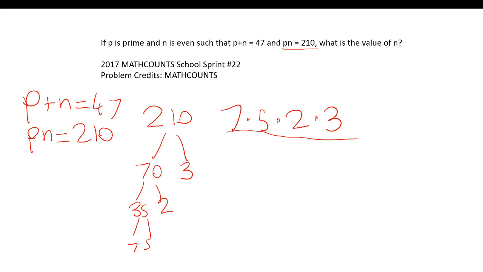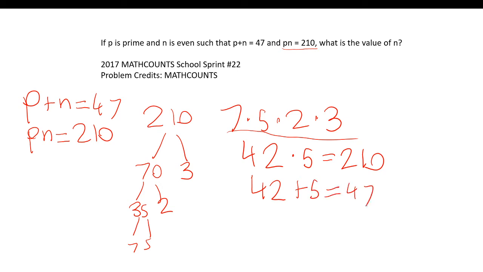2 times 3 is 6. 6 times 7 is 42. 42 times 5, the product equals 210. And 42 plus 5 is 47. Check it out. 42 is even, 5 is prime. So now we have p is 5, n is 42.